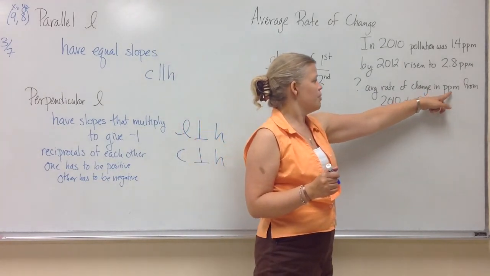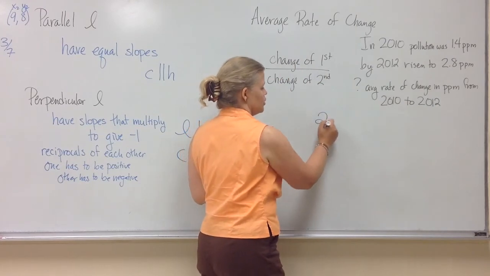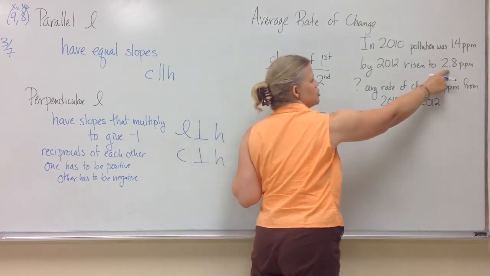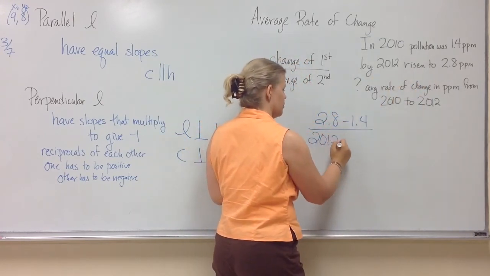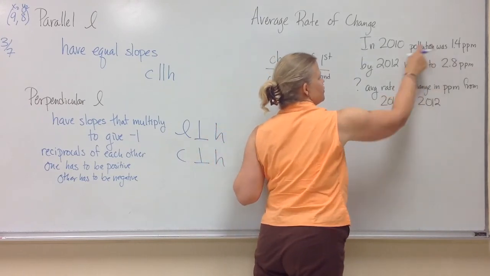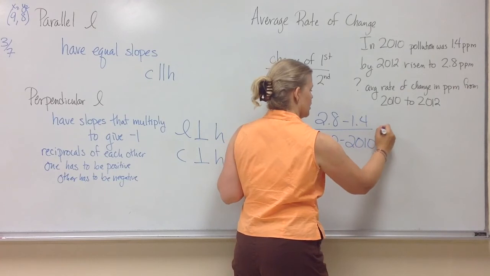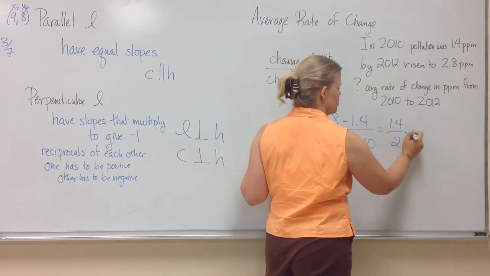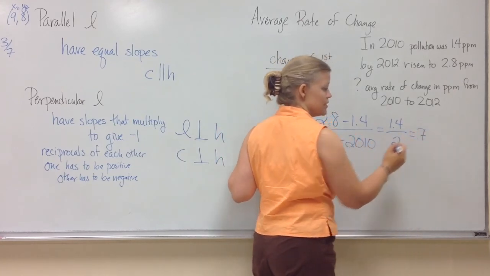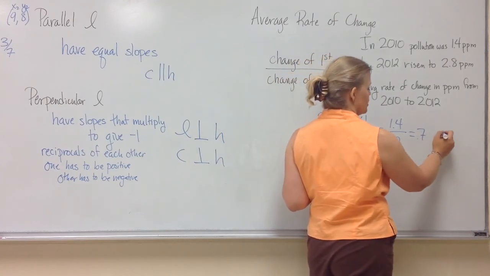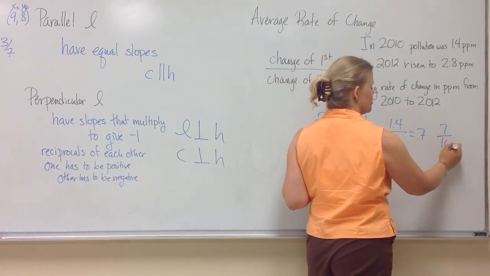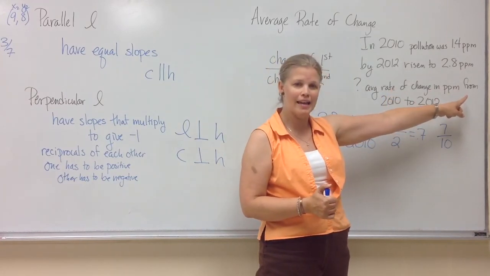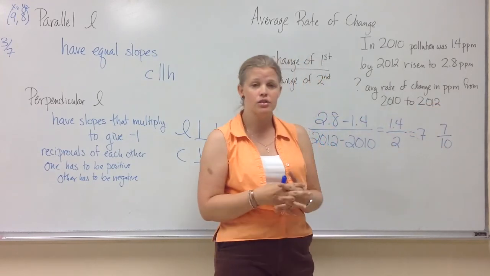So, change in parts per million, that's going to go up top, 2.8 minus 1.4. And what were the years? Well, when it was 2.8, it was 2012. And when it was 1.4, it was 2010. So let's see, 2.8 minus 1.4, 1.4, divided by 2. What is 1.4 divided by 2? 0.7. So you could think of that as 0.7, or since we actually kind of like fractions when we're doing slope, we know for every 7 units you go up, it's going to go over 10. Okay? So that's your average rate of change, 7/10.